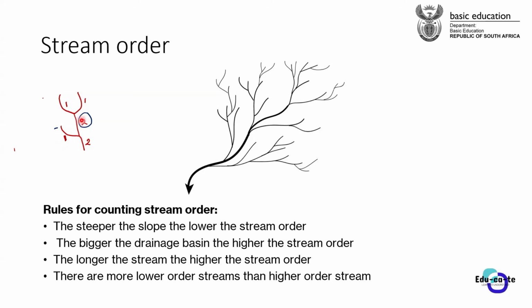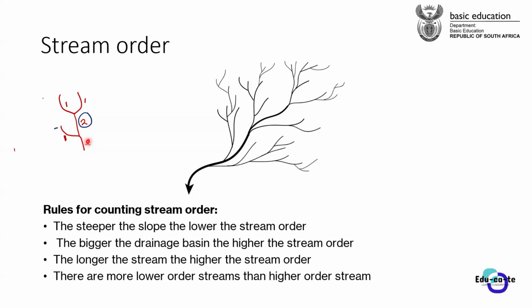But if it's order number 2, it means that we have combined 2 first order streams to form this bigger stream. But when this bigger stream combines with a smaller stream, a first order stream, it will just remain as a bigger stream. It won't have that much of a big effect. That's why 2 plus 1 is going to give you 2.